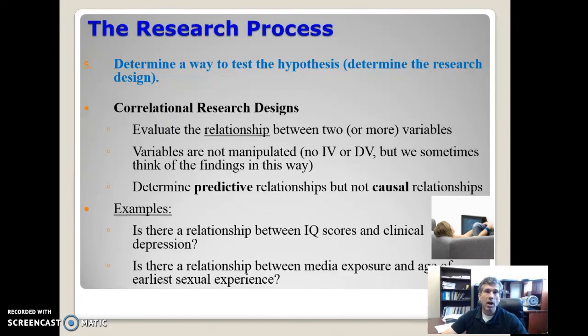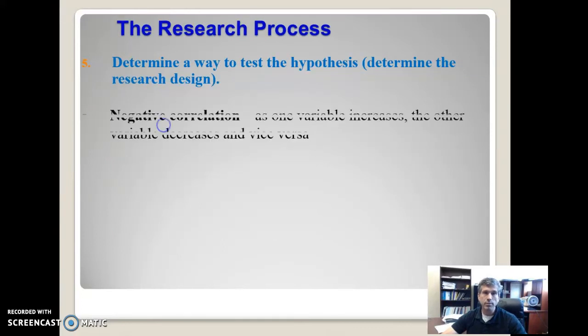Our developmental psychologist might ask, is there a relationship between people's exposure to popular media and the age of their earliest sexual experience? Again, if he found a pattern there, he would be able to say those variables are related. He would be able to predict scores on one variable if he had scores on the other, but he cannot say that, say, media exposure is causing changes in earliest sexual experience.